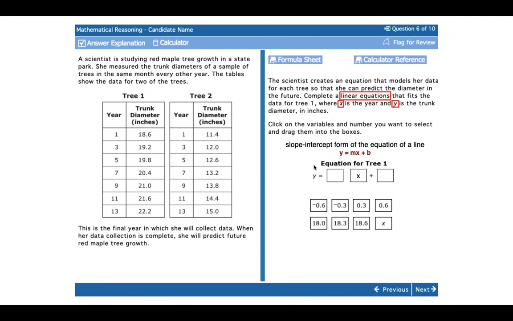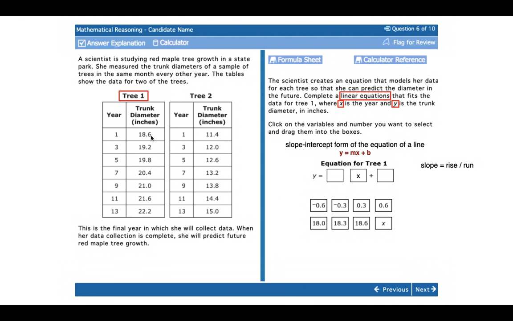Slope is the m, and slope is, well, first let's focus on this. Tree 1. So we're just looking at this chart here. Slope is rise over run, which means that for every thing it goes up, that's the y value, the rise. I'm sorry, that screwed up my x and my y. The y is the vertical one.